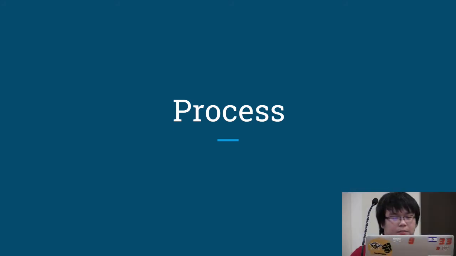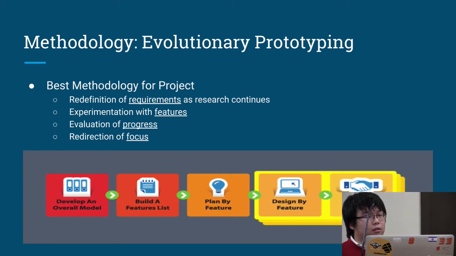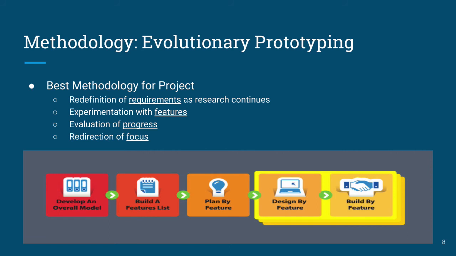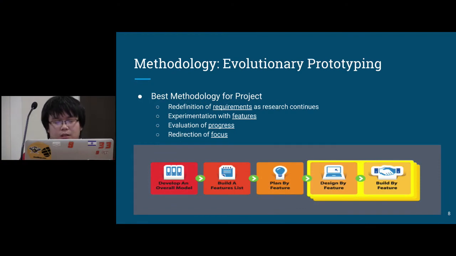At the start of this project, the requirements were still kind of unclear, and since this was a completely new concept, we decided, after a little bit of debating, to go with evolutionary prototyping as our methodology. This was the best methodology for our project, since we could redefine requirements as our research and development continued. We could experiment with features that we deemed would be important to our project. We could evaluate our progress really easily, and we could refocus depending on whether or not we needed to.